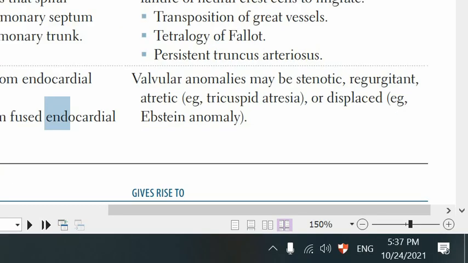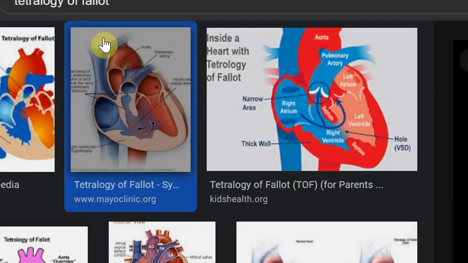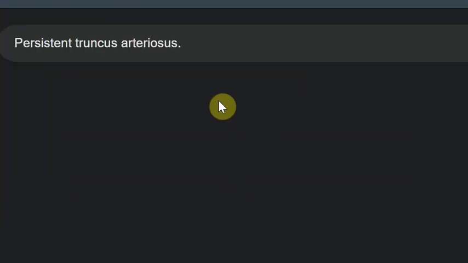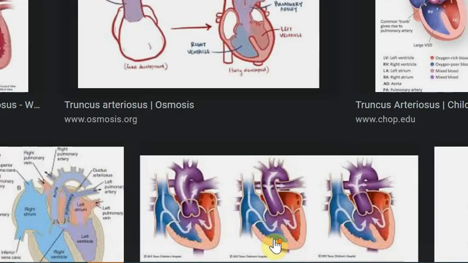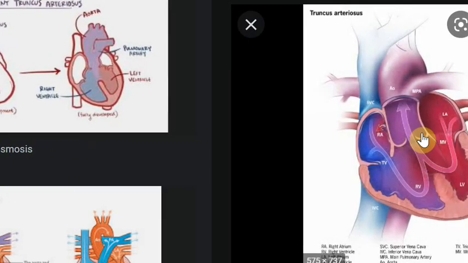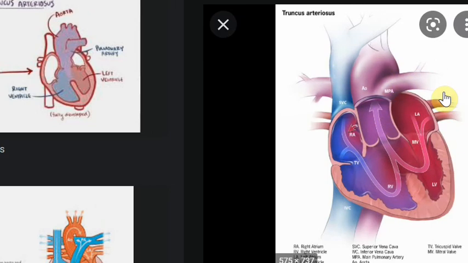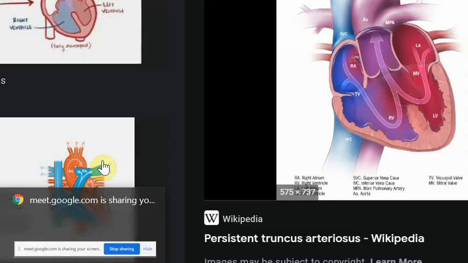So the last one will be persistent truncus arteriosus. What does that mean? Maybe you remember, if we don't have normal formation of the septums that will separate the aorta from the pulmonary trunk, you will have something called truncus arteriosus, which is basically one big vessel leading to both the aorta, which is this one, and the pulmonary trunk. So there will be horrible mixing of the blood.